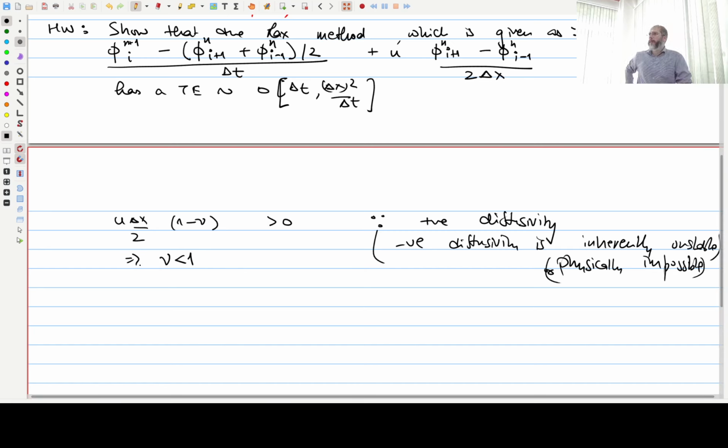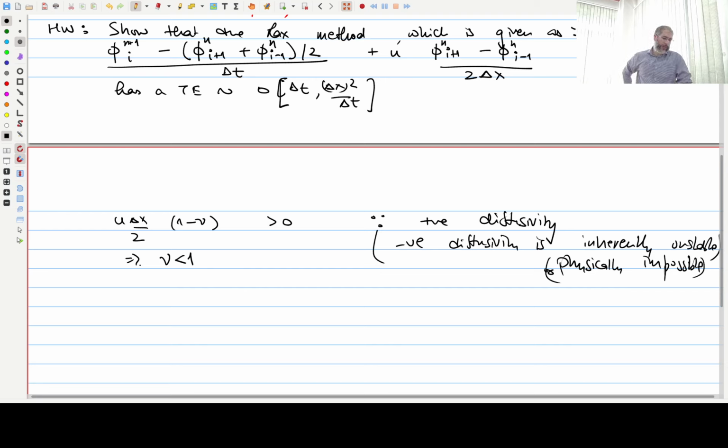Velocity has to be positive. No, nu is not velocity. Nu is the Courant number. Velocity is positive, yes. So u is positive, and that is known. That was the equation we were working with.